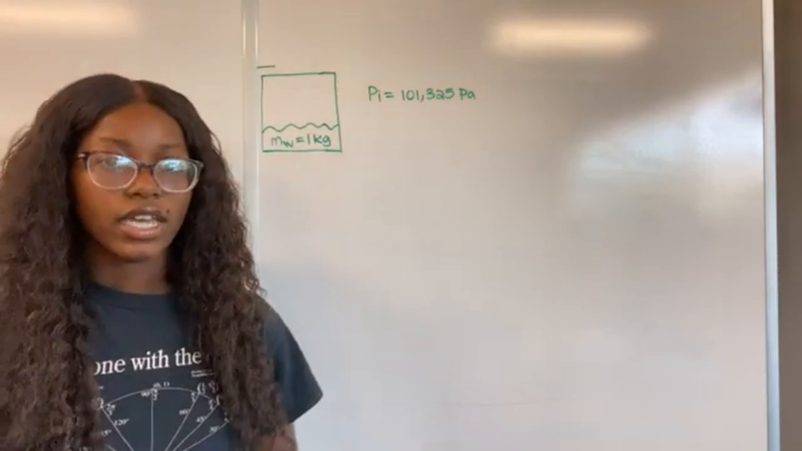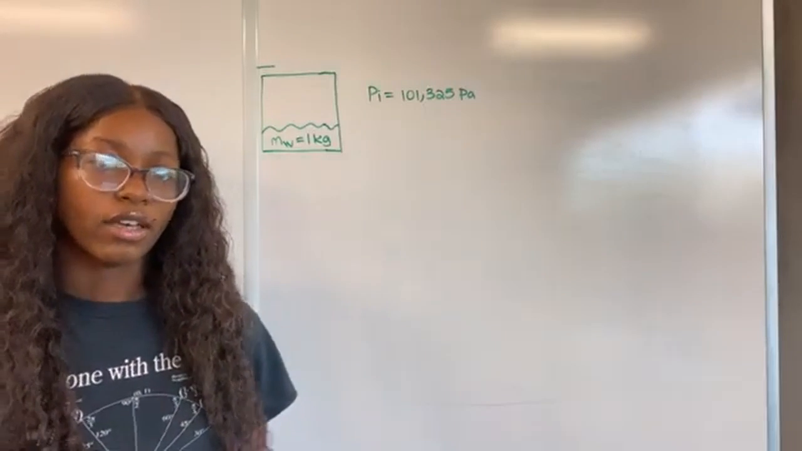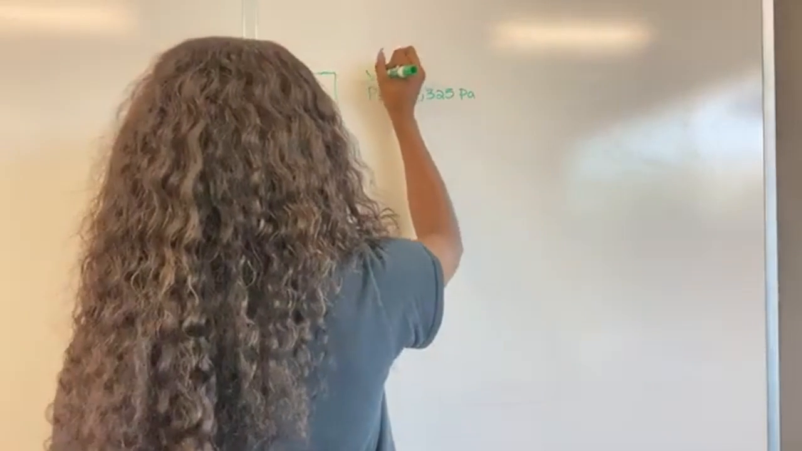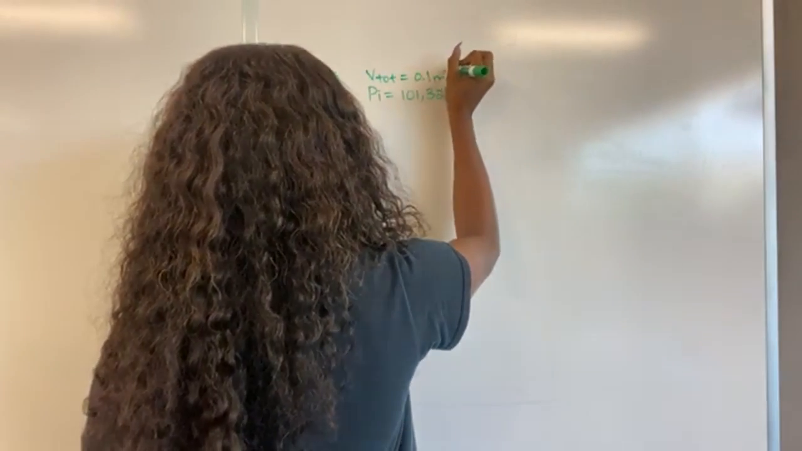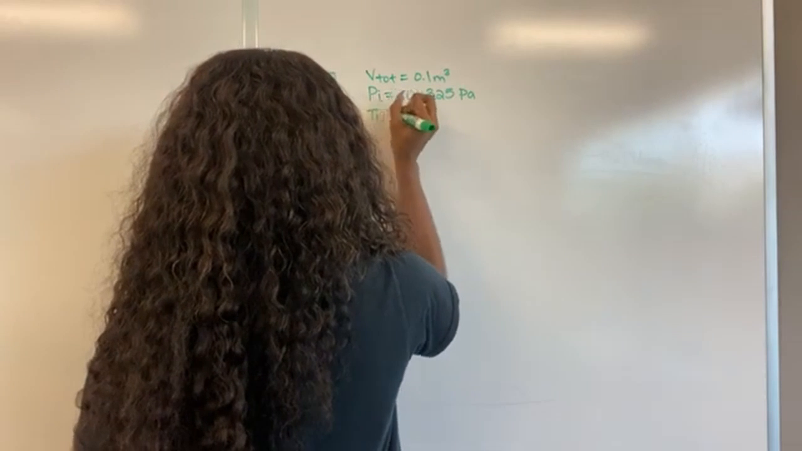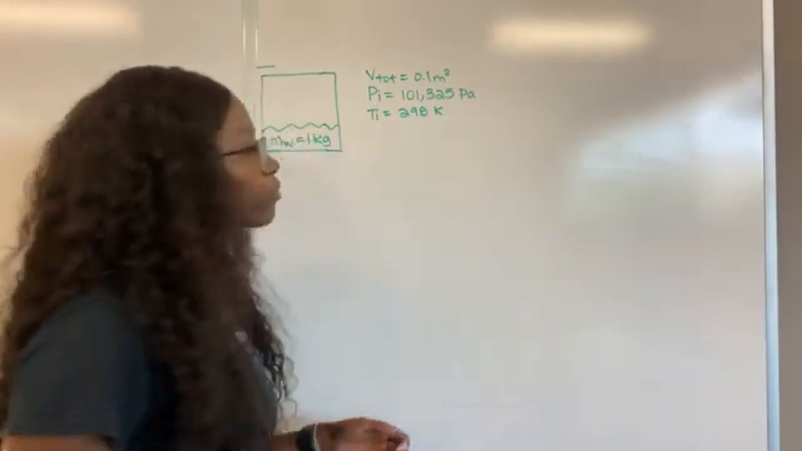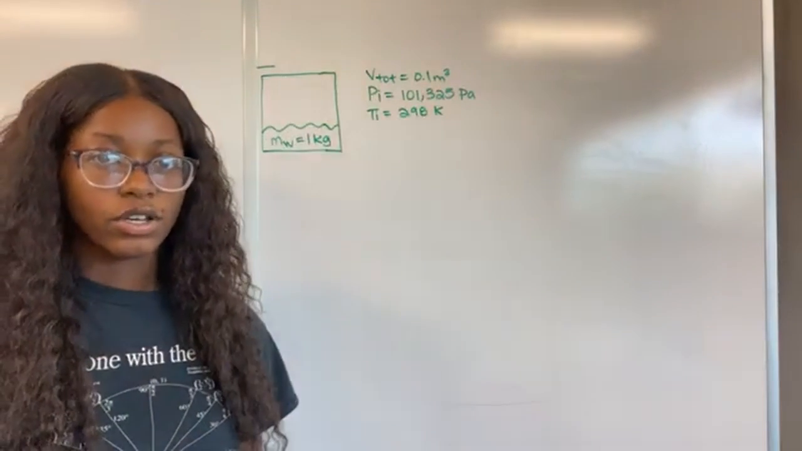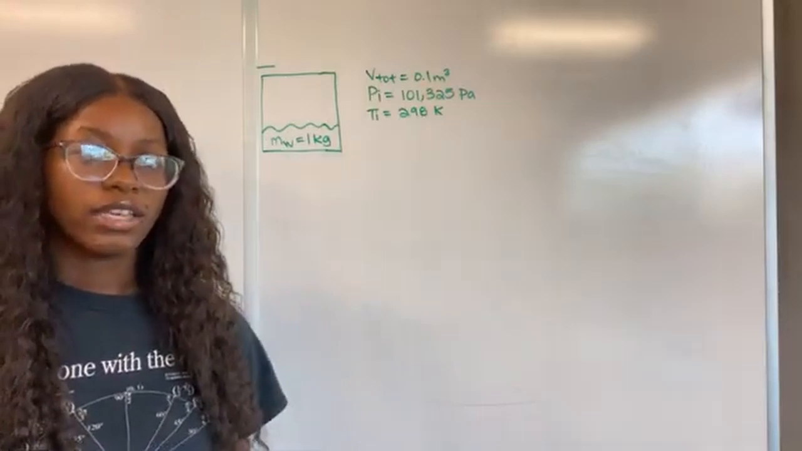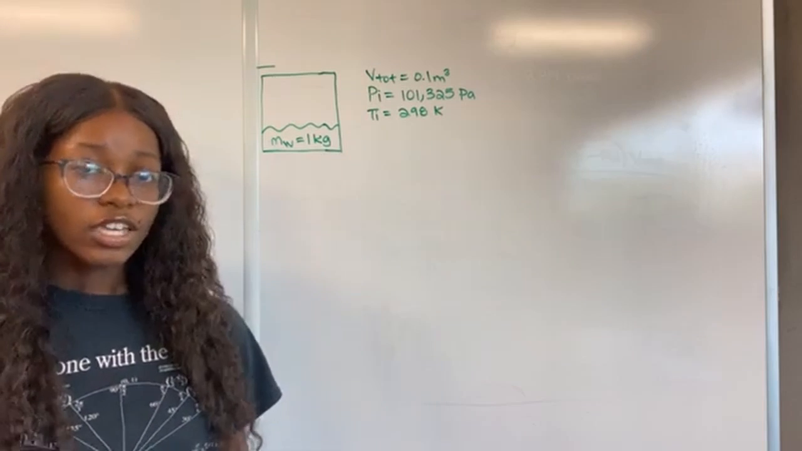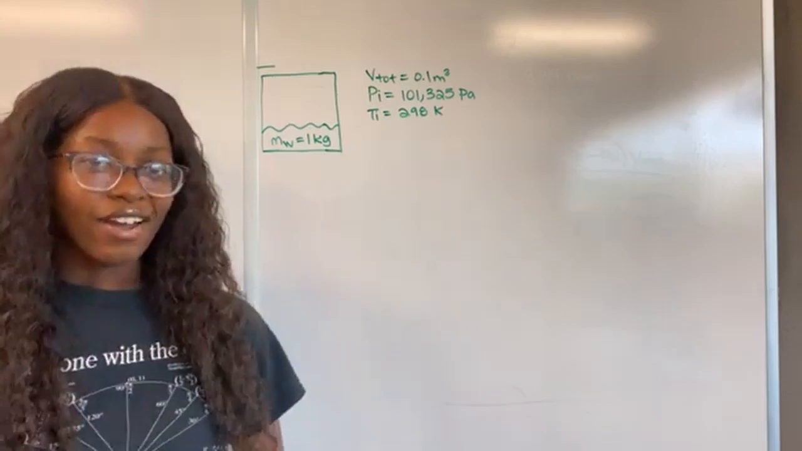The total volume of the container is 0.1 cubic meters at an initial temperature of 298 Kelvin. The container is closed, so air leakage is negligible. So given this information, are we able to calculate the final temperature that the container needs to reach in order to have a final pressure of 200,000 pascals? Yes, we definitely are, and I'm going to show you how.